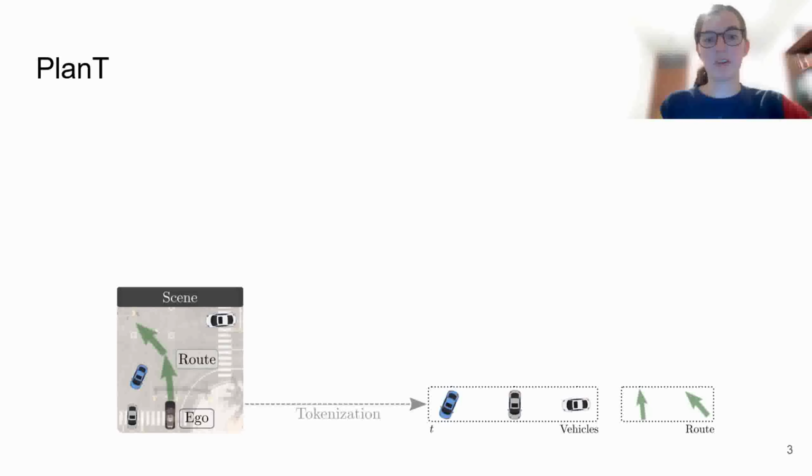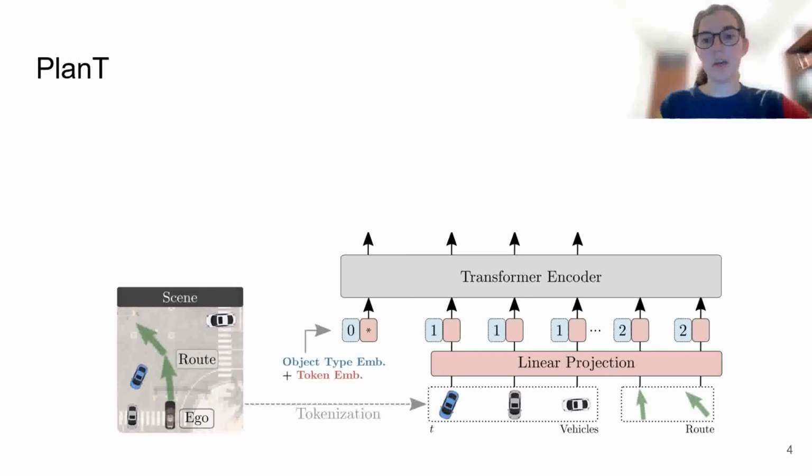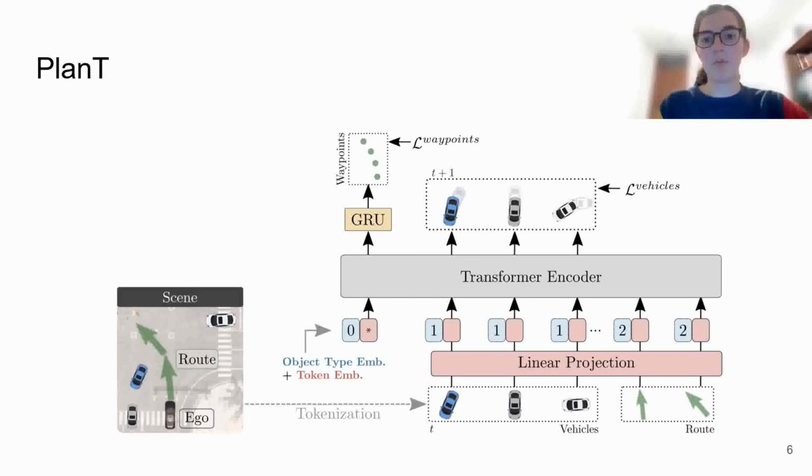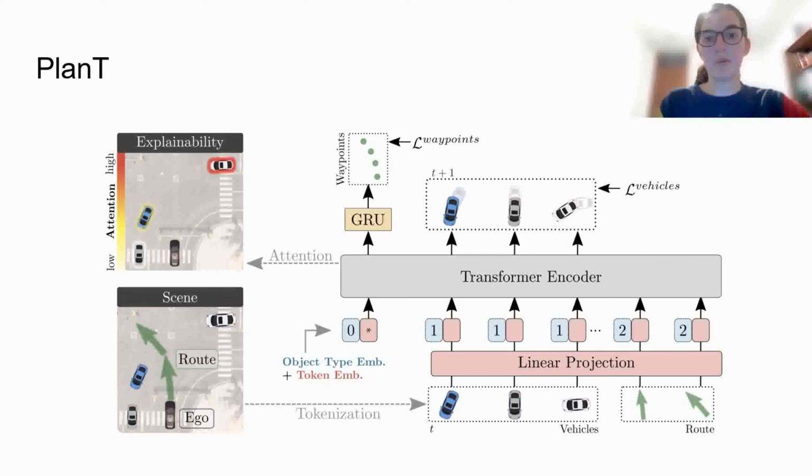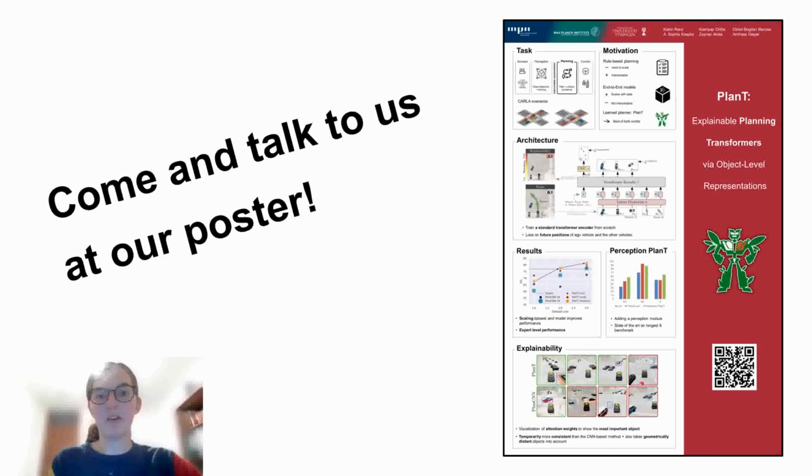First, we tokenize the current scene. Each object is one token. We use a standard transformer to process this information. We use a waypoint loss on the future position of the ego vehicle, and we supervise the future of the other vehicles. Since we use a transformer encoder, we can then visualize the attention weights. Want to know more about PlanT? Come and visit us at our poster.